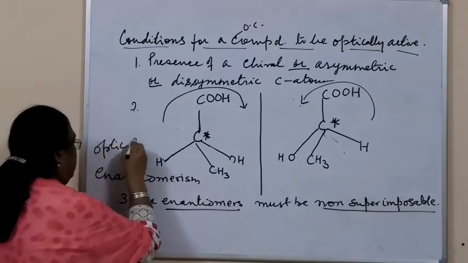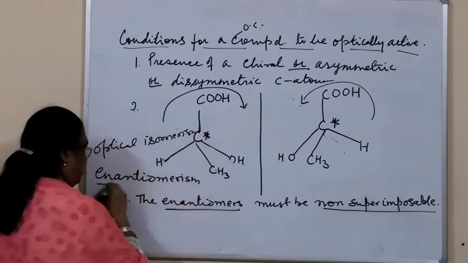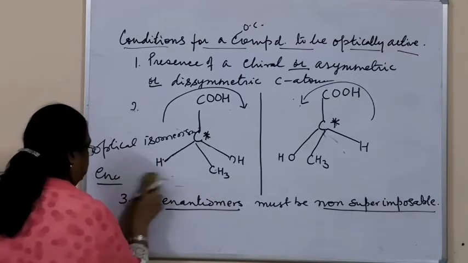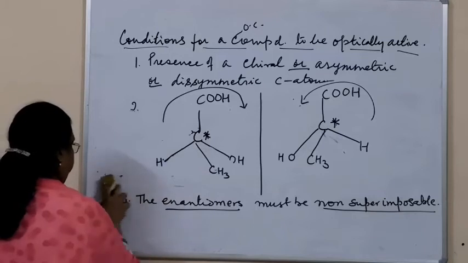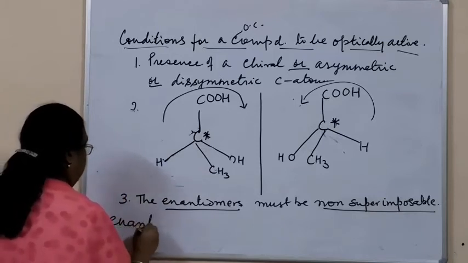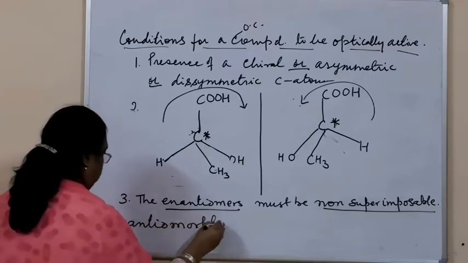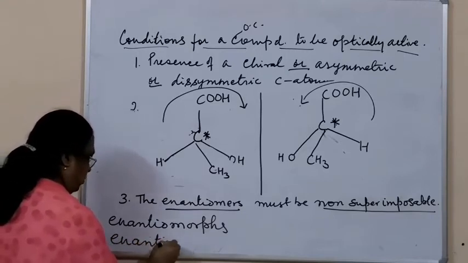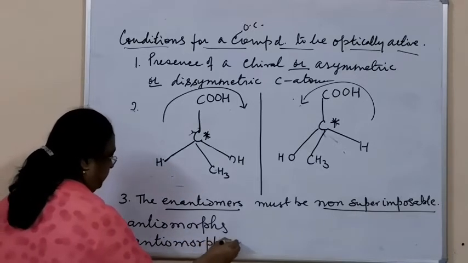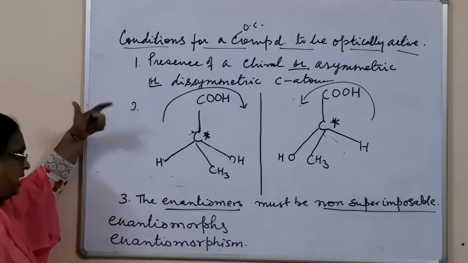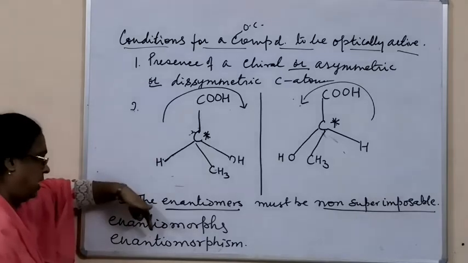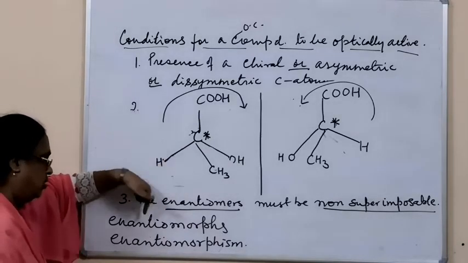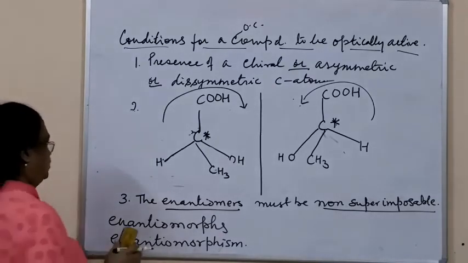Optical isomerism is also called enantiomerism because these two forms are enantiomers. Or these two forms are also called enantiomorphs. So optical isomerism is also called enantiomorphism. So optical isomerism you say, or enantiomerism you say, or enantiomorphism you say. Optical isomer, or enantiomers, or enantiomorphs. So these are the names you should know.